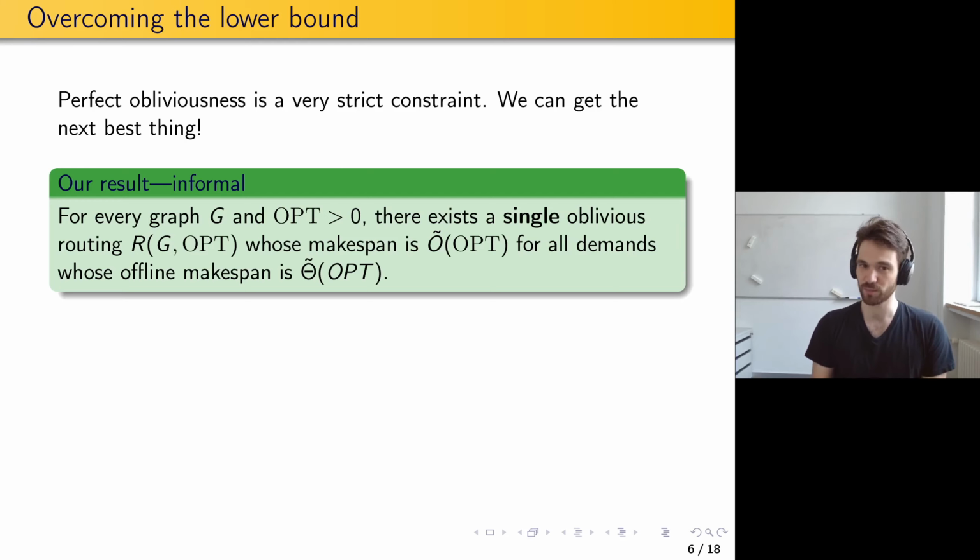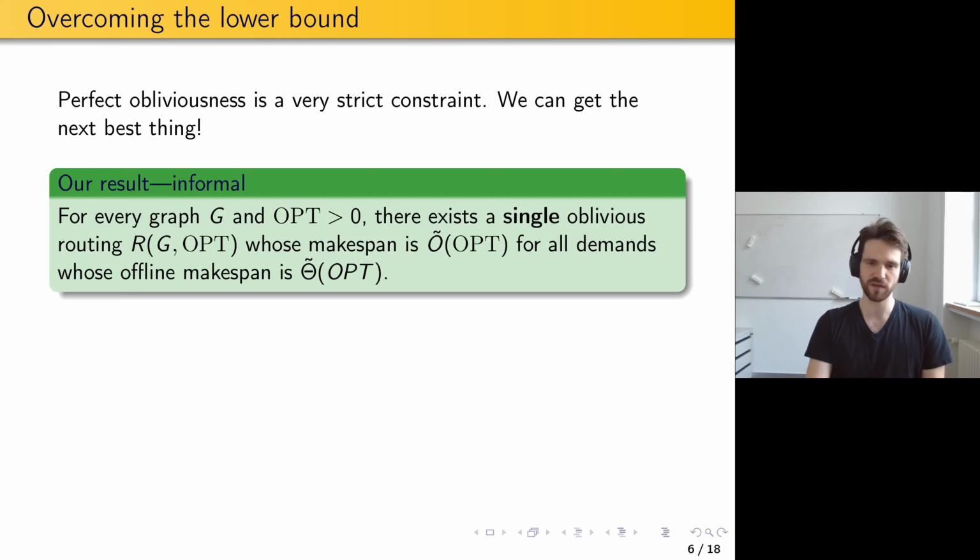Okay, so what does this mean? Basically, guess the solution opt, guess what the optimal makespan is. And now there is a single routing that works near optimally for all demands whose offline makespan is opt. So this one routing will be near optimal for all the demands where the centralized routing that knows all of them in advance has a best solution of around opt.